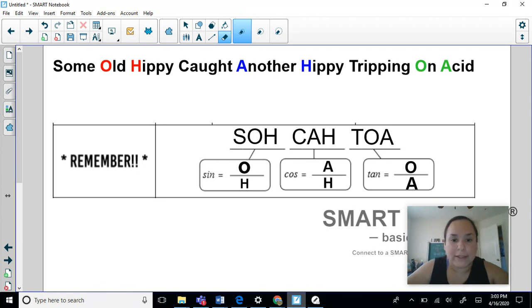So we know that sine refers to dividing the opposite over the hypotenuse side, cosine is adjacent over hypotenuse, and tangent is opposite over adjacent. And we're going to be using these to find side lengths, okay?